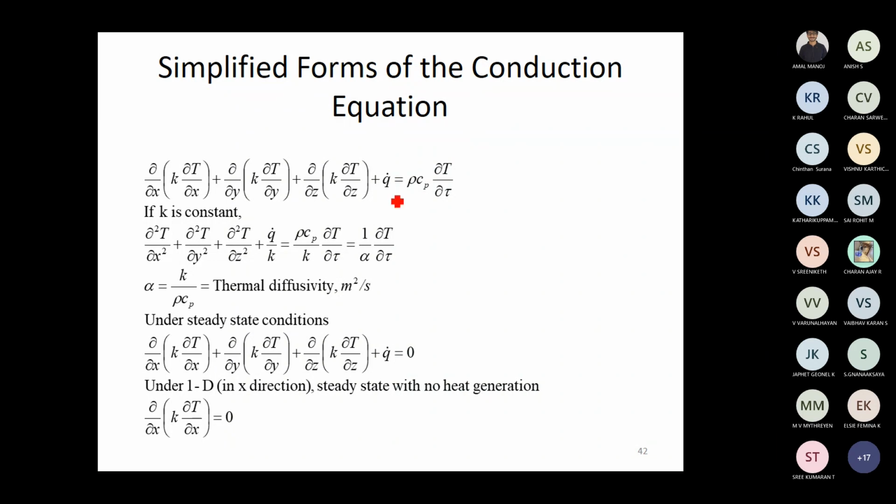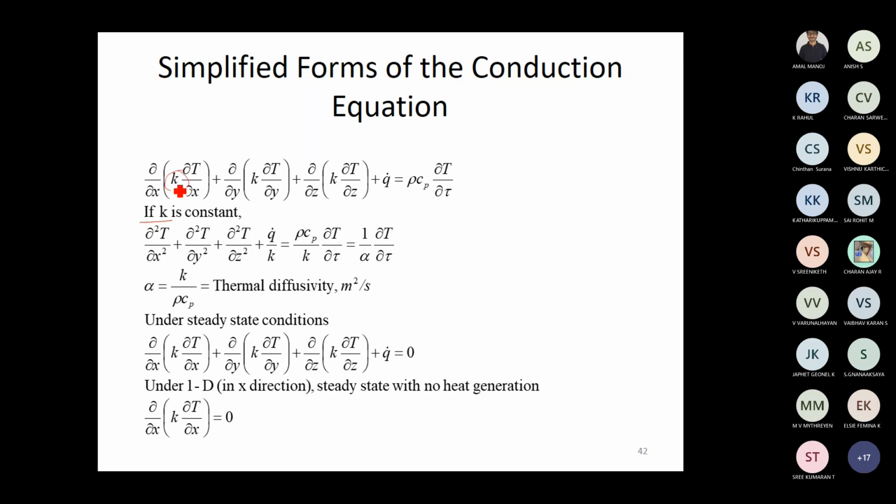For example, the most common simplification can be when the thermal conductivity is isotropic. Isotropic means not dependent on the direction. That means no matter what direction, the thermal conductivity remains the same. So in such a case, we say that the thermal conductivity is constant, in which case we can bring this thermal conductivity out of this partial differential, and we can take it to the other side.